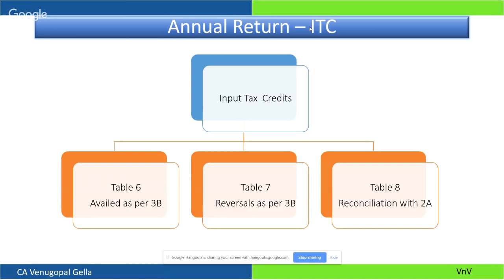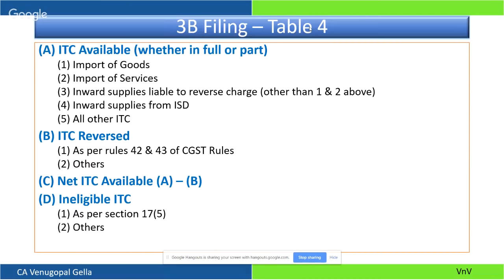Then it is table 8. We have a reconciliation with GSTR 2A. So these are the tables where we have already been taking input tax credit in the past in GSTR 3B. So 4A1 is import of goods, 4A2 is import of service, 4A3 is reverse charge, 4A4 is ISD credit, and all other credits are taken in 4A5. Reversal of ITC is reported in 4B. Net ITC is auto-computed. Any ineligible ITC is reported in 4D.